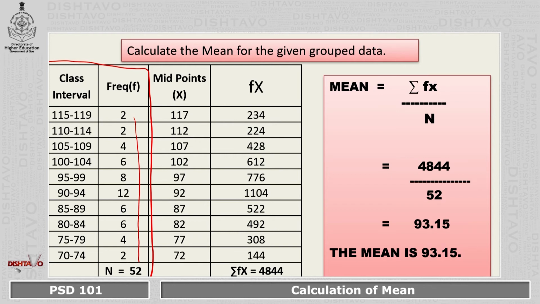Now, as we have seen earlier, the first step is to calculate the midpoints, and midpoints are written as capital X. Now, what is the midpoint of the class interval 115 to 119? If you count, there are 5 scores that come between 115 and 119. And if you count those 5 scores, 117 becomes the midpoint of the class interval 115 to 119.